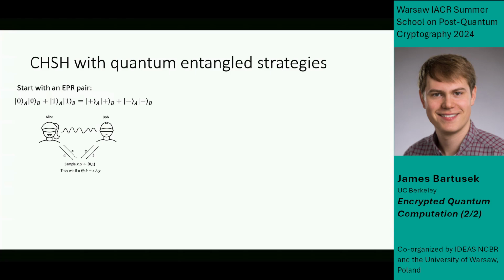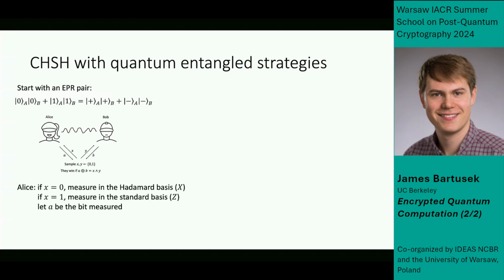So I'll give you Alice's strategy, and then we'll figure out what Bob should do in order to win the game with optimal probability. Okay, so here's Alice's strategy. If she receives question 0, she measures her qubit in the Hadamard basis, so she makes a capital X measurement. If her question is 1, then she makes a standard basis measurement, a capital Z measurement, and she lets her answer A be the bit that she measured.